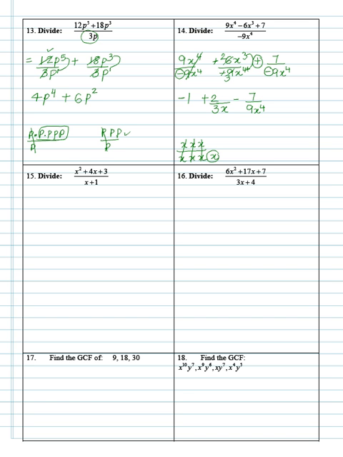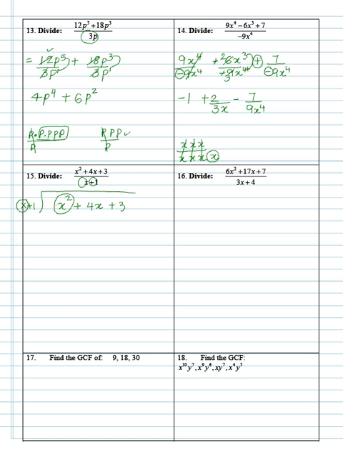Moving on to problem 15, divide. They're asking us to divide. This one we have two terms, x and plus 1. So we're going to use the long division. x squared plus 4x plus 3 divided by x plus 1. When I'm doing long division, I always circle my first terms.